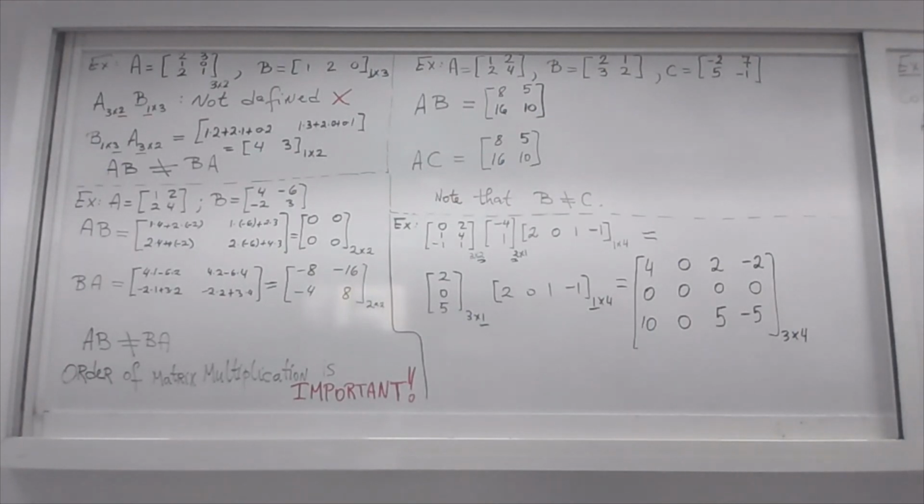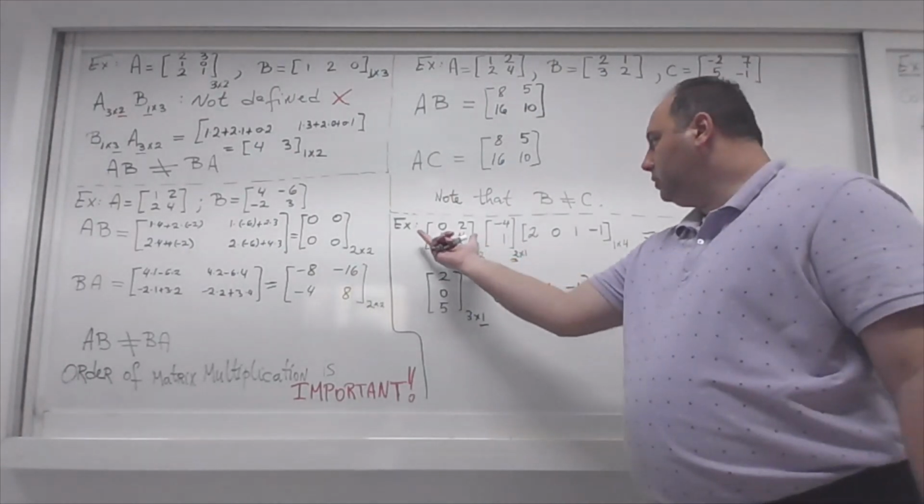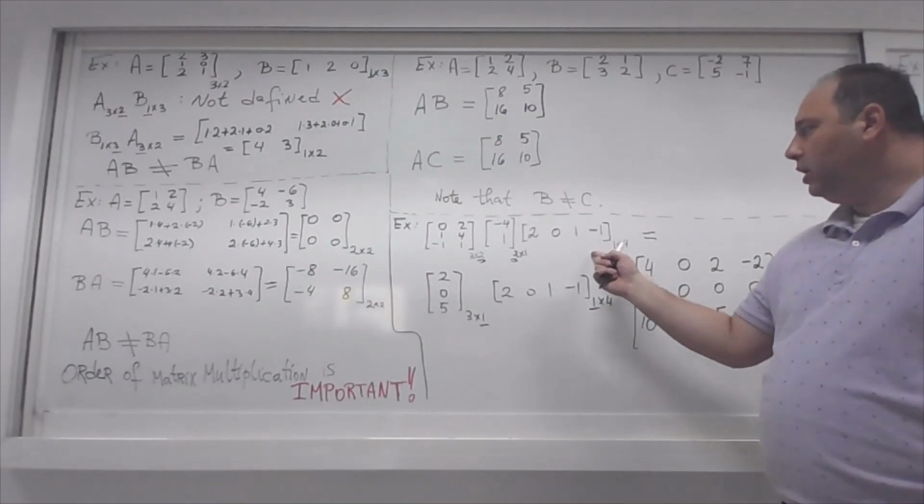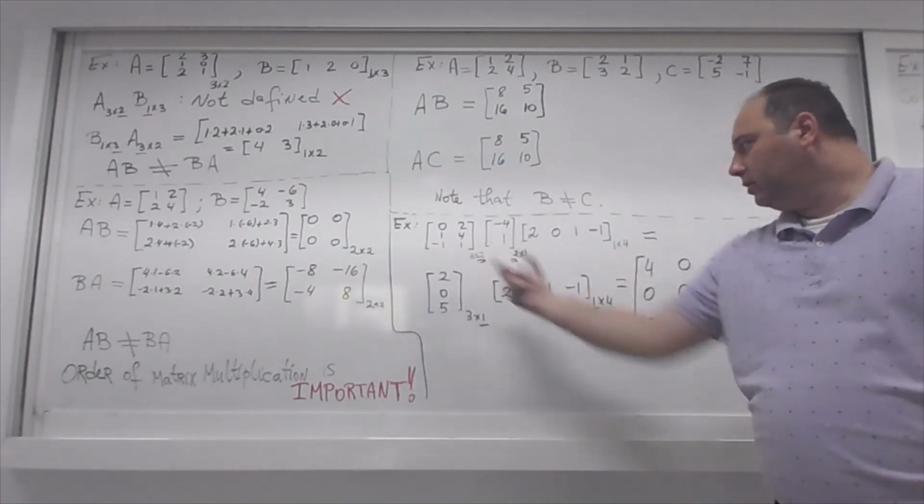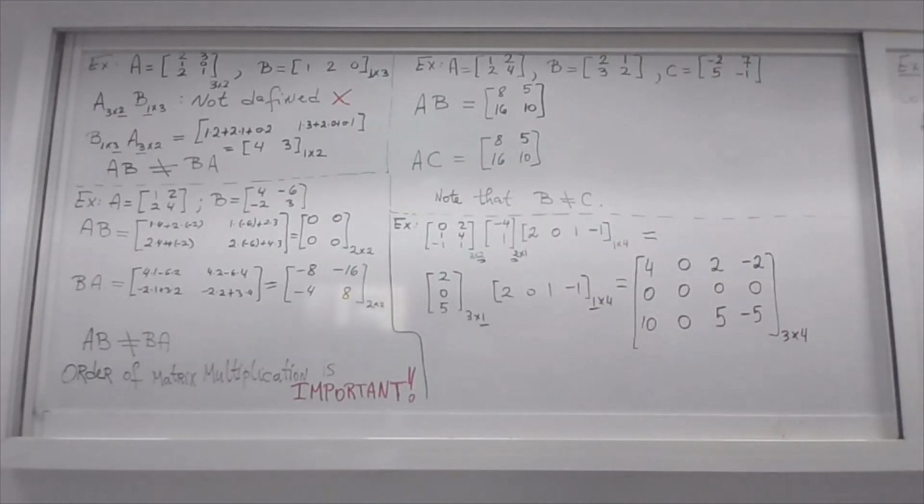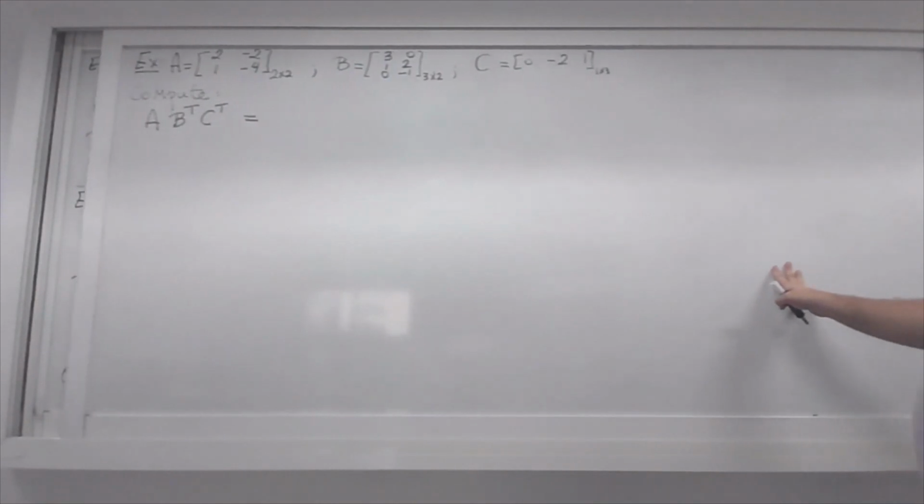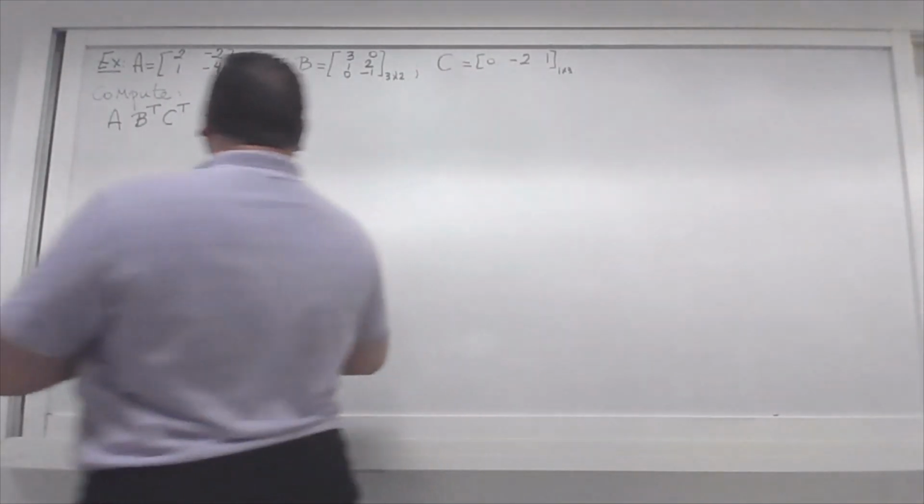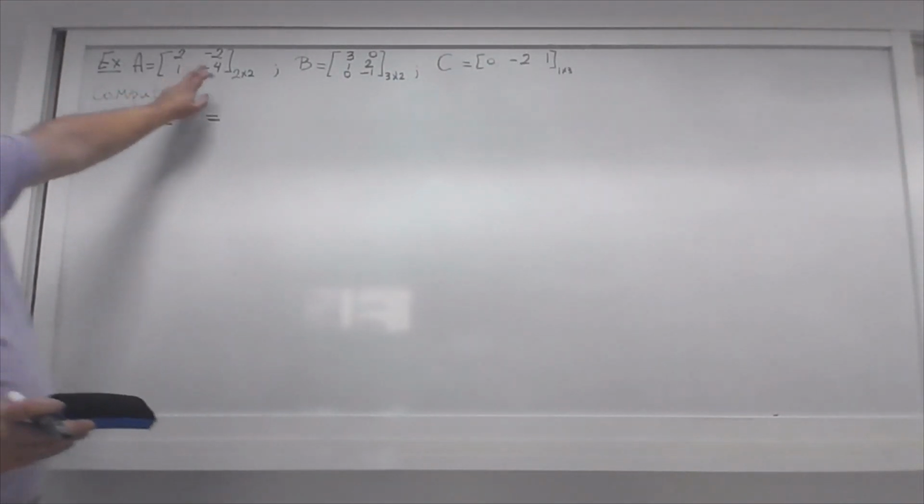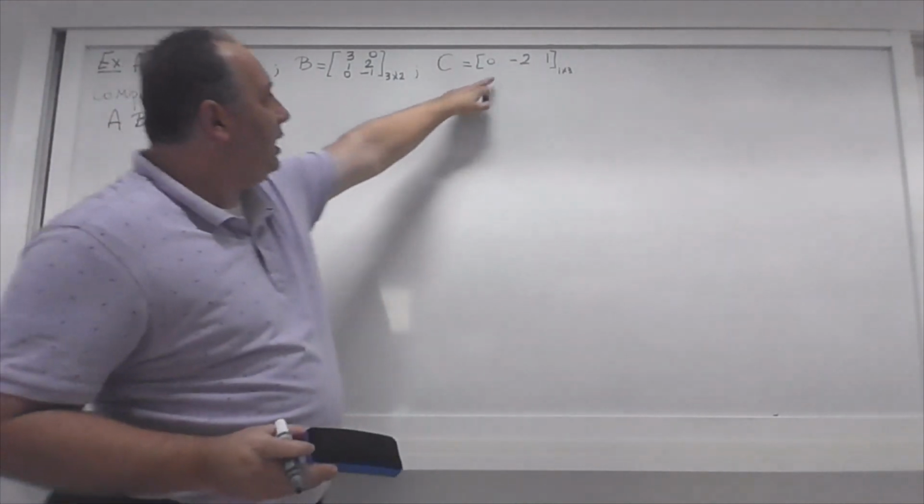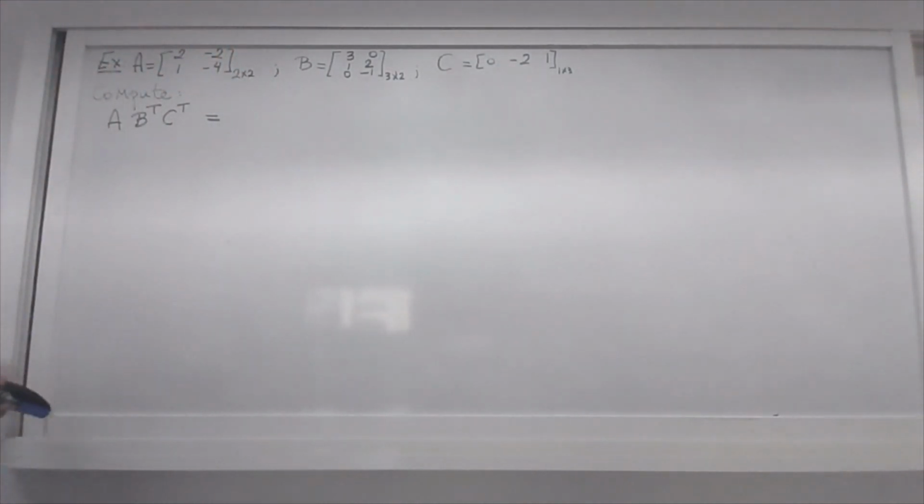You will get the same result if you copied this, did the product of these two, and then multiplied this with the result. You will get the same thing. Another example. I have three matrices, A is 2 by 2, B is 3 by 2, and C is 1 by 3. And I need to compute A times B transpose times C transpose.